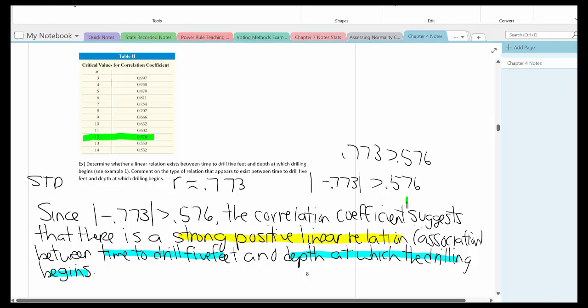Also, keep in mind, it's only suggesting. It may or may not. We will be doing future tests to verify or disprove this accordingly.